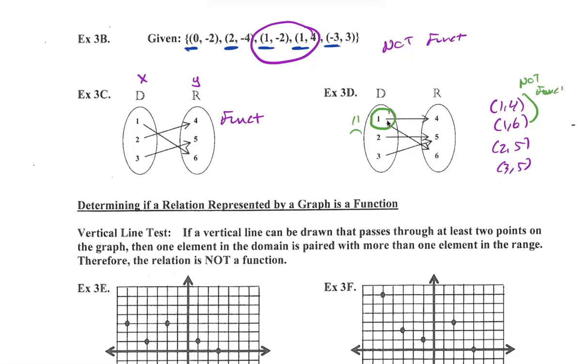Again, we only care about the x in that case. So all we care about is the x's. Y's can do whatever they want. X's have to be one. It only has to be one of each. They can only go to one y.